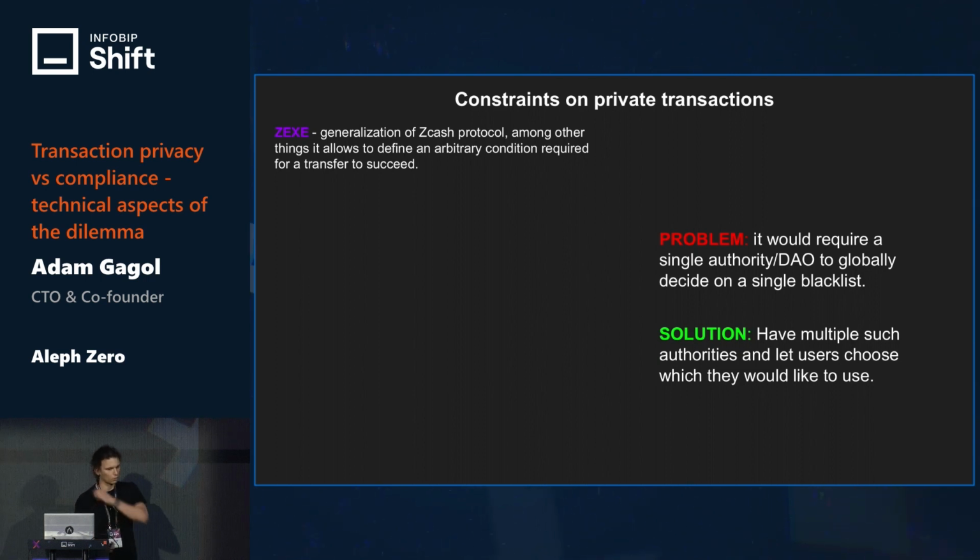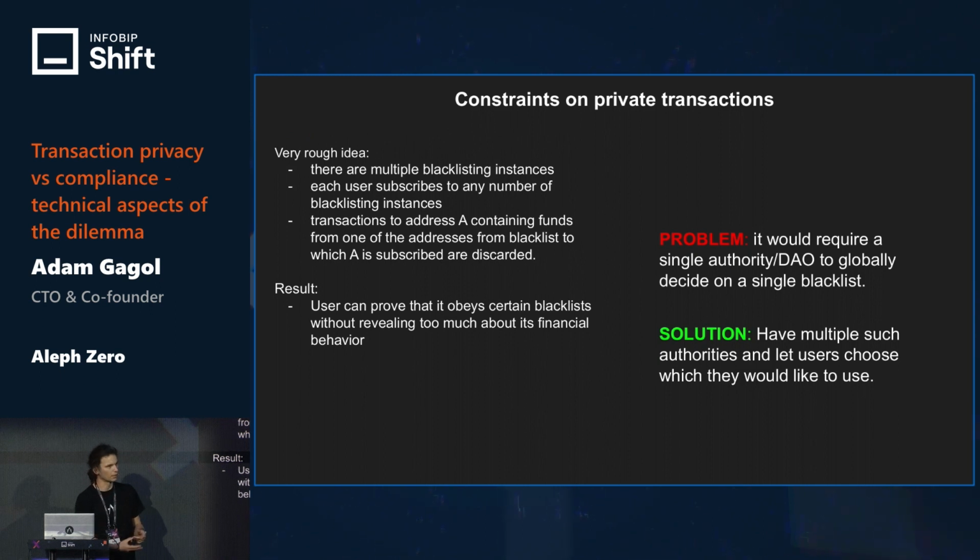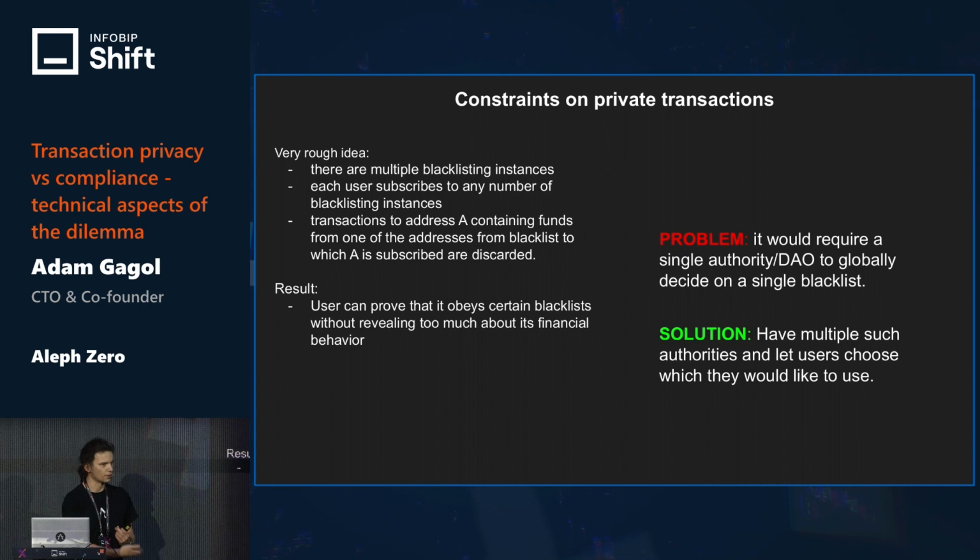So how would it work? This is a very rough idea of the user experience of such a platform. Let's say there are multiple blacklisting instances. Anyone basically could create a blacklisting instance. And then a user can subscribe to any number of such instances. And then whenever the user wants to interact with a centralized exchange or any other party that requires proof that the source of funds is okay, the user can provide proof of which blacklists the user is subscribed to. So let's say that I want to transact with some big exchange, and I provide a proof that, of course, I'm subscribing to the OFAC sanctioned blacklist and some other blacklist that is also universally accepted.